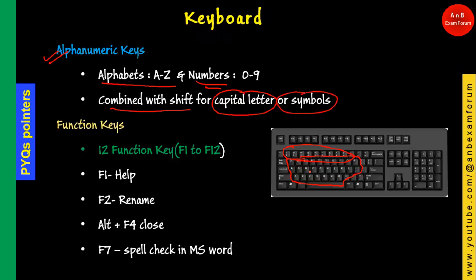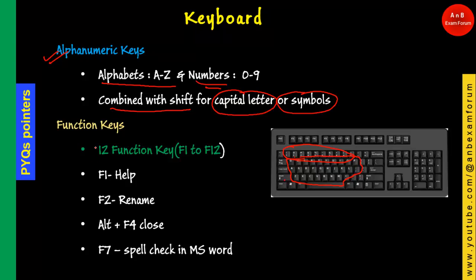If you see, there are certain other symbols, like in place of 2 you have the @ symbol. If you press shift along with this key, you will have the @ symbol. Understood? If you press this key alone, you will get 2, but if you combine it with shift, you will get the character above this key.